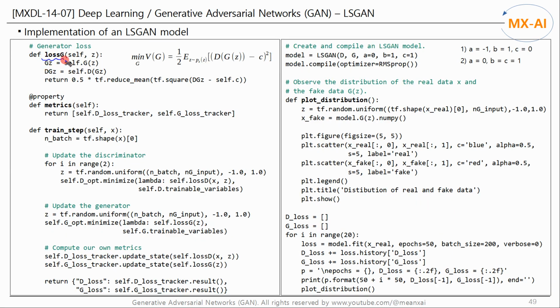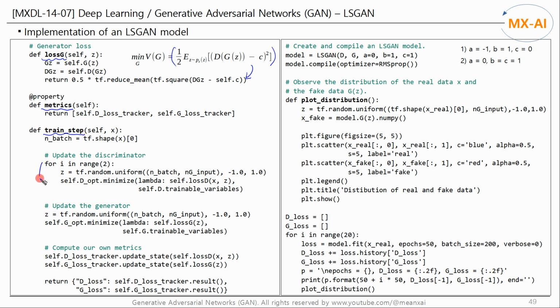Next, we write a function to compute the loss of the generator. We use this formula to compute the loss of the generator. We define a list of metric objects for the discriminator loss and the generator loss. Next, we define the train step method.